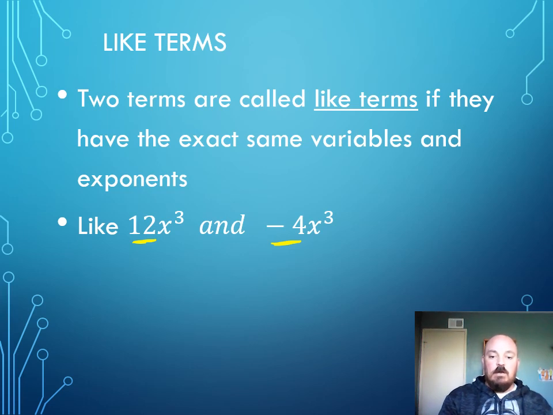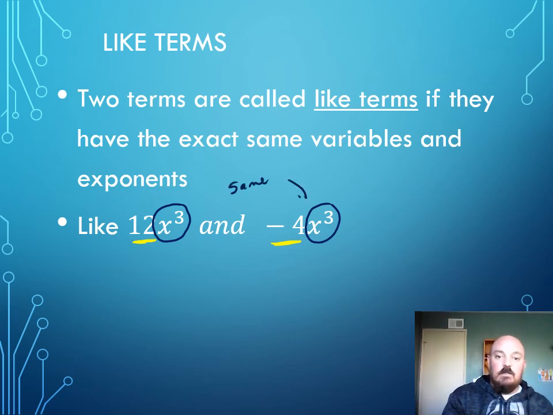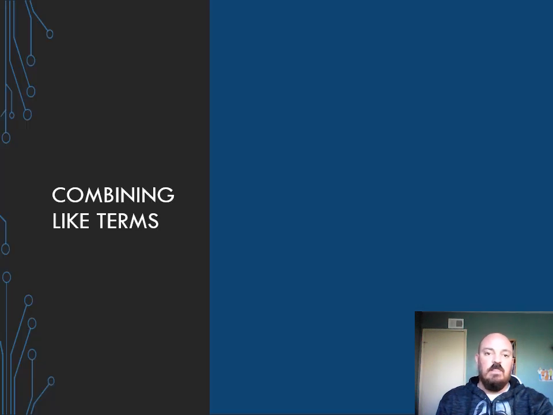What we're talking about right now is the variable part. This one is an x cubed term, so is this one. As long as those two things are exactly the same, then they are what we call like terms. And that's important because that's going to lead into our main thing for today.